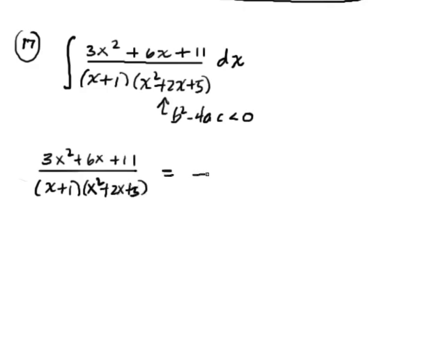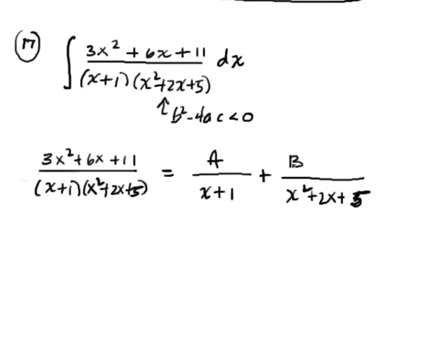And we're going to split this up. First we have a linear factor, put an A over that, and a quadratic factor, sorry, that's a 5, x squared plus 2x plus 5. And we'll put a Bx plus C over our quadratic factor.